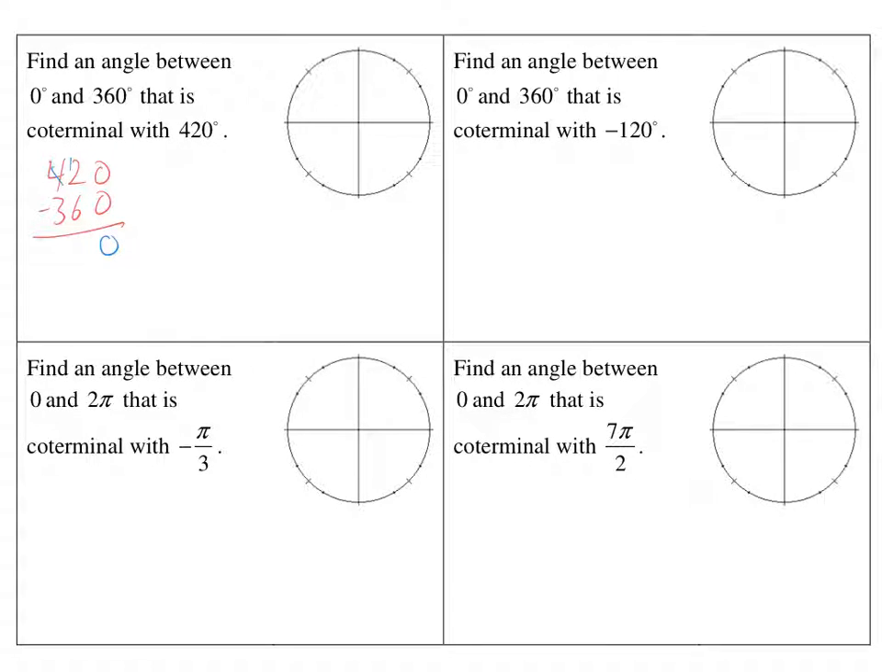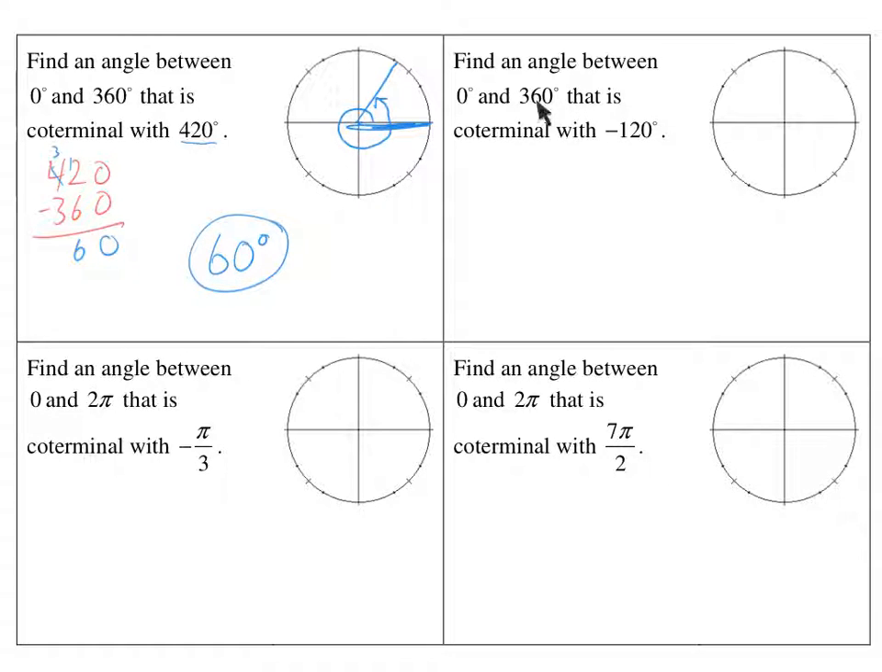Subtract, that would be that, borrow. And that's 60 degrees. 60 degrees should be a coterminal angle to 420. Now, how do you visualize that? What you do is you start here, and for 420 you go around once, and then 60 degrees more. There it is, 60 degrees more. That is coterminal to 420.